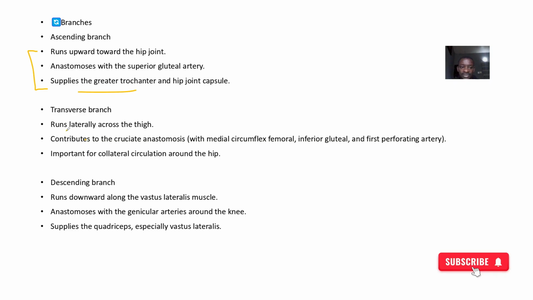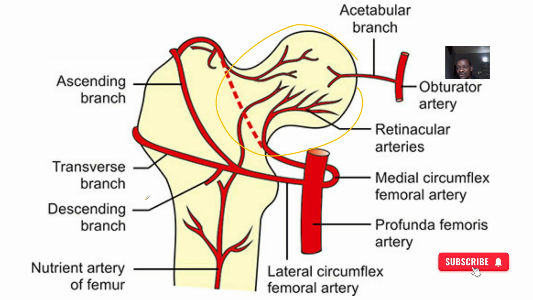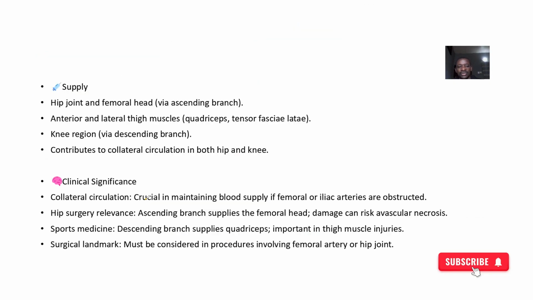The transverse branch runs laterally across the thigh, contributes to the cruciate anastomosis, and then supplies blood around the hip. The descending branch runs around the vastus lateralis, down around the knee. Okay, so that's what we've got. So it supplies the hip joint and the femoral head, supplies the anterior and lateral thigh muscles, supplies the knee region via the descending branch, and contributes to the rich blood supply around the knee and the hip.